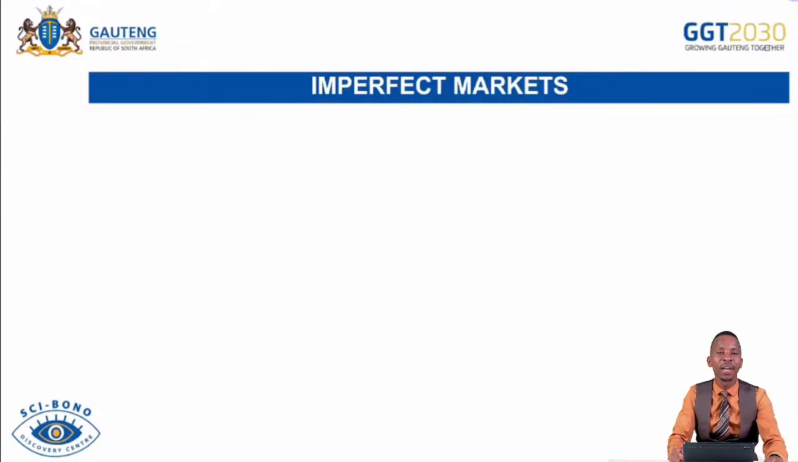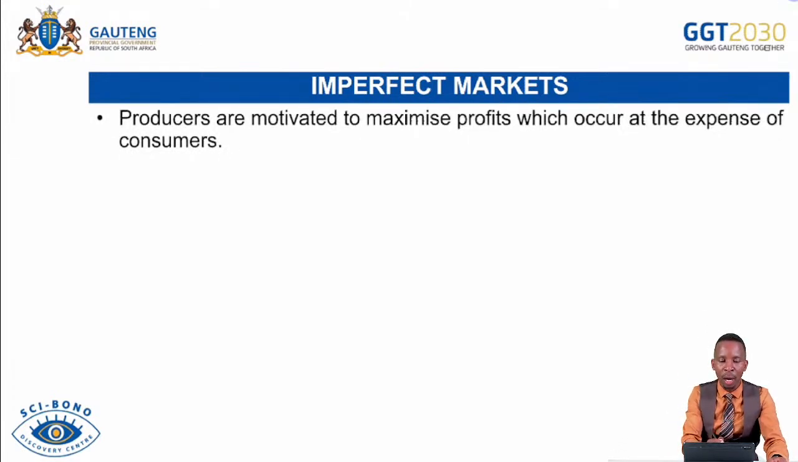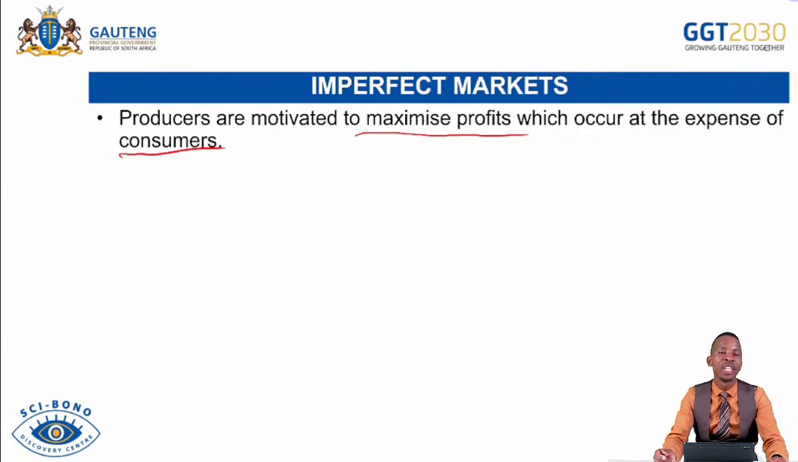And then imperfect markets. How does the state intervene to control or to reduce the imperfect market effect in order to avoid the market failure? So producers are motivated to maximize profits, which occur at the expense of consumers. We know that producers are always trying to control their prices, charging higher prices in order to maximize their profits. And that alone is a problem.